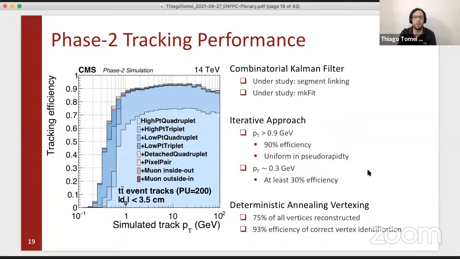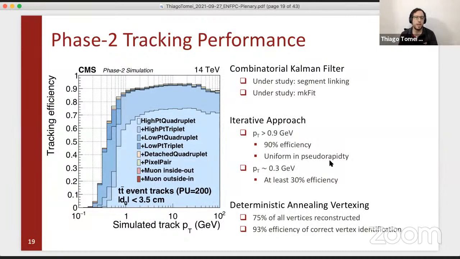Are we able to put it into good use? And the answer is yes, as you can see here in slide 19. I'm just going to show you this particular plot that has the tracking efficiency as a function of the simulated track PT. This is still done in the same way that was done in phase 1 with combinatorial Kalman filter, but there are other approaches that we are evaluating, like segment linking and mkFit algorithms. Again, I invite you to look at the TDR to better understand them. For the combinatorial Kalman filter, we have the same iterative approach where we build first the high PT tracks, then the low PT tracks seeded by quadruplets or triplets.